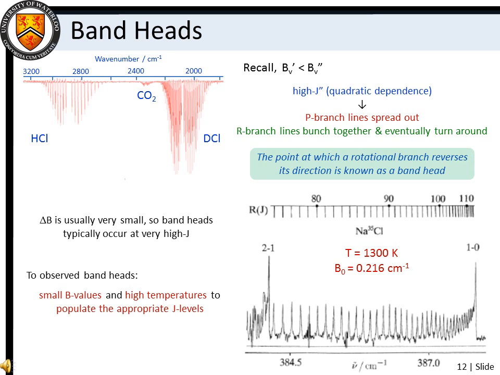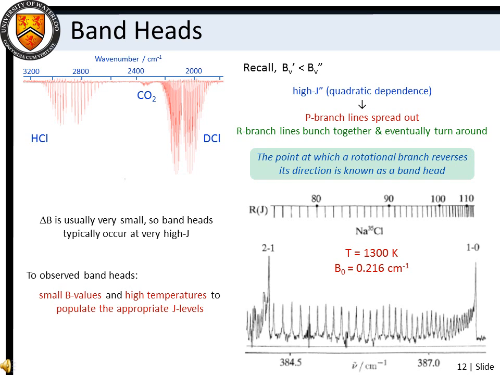Owing to the quadratic J dependence, the J" to J" plus 1 energy gap eventually overtakes the J' plus 1 to J' plus 2 gap, thus causing the R branch to reverse direction along the wave number axis. The point at which a rotational branch turns around is known as a bandhead. Since the difference in rotational constants is usually relatively small, rovibrational bandheads typically occur at very high J values. Consequently, bandheads are usually only observed in vibrational spectra of very hot molecules.